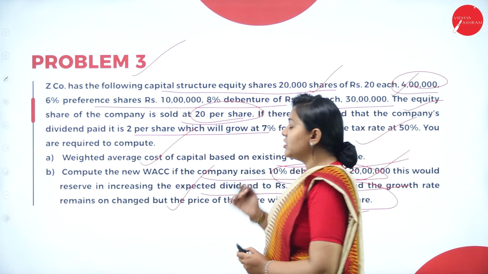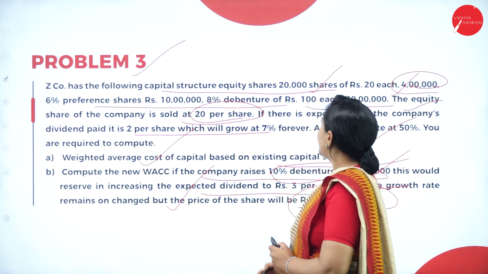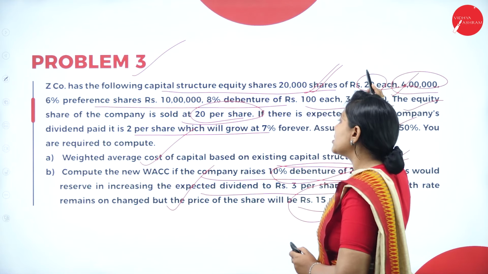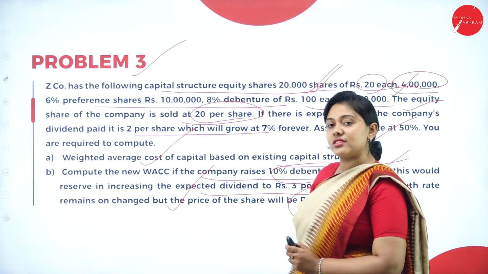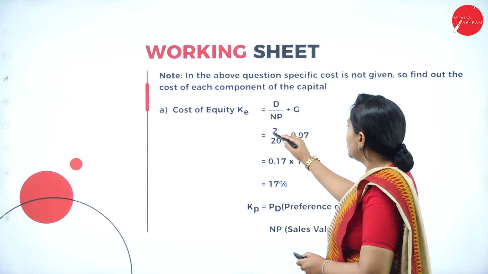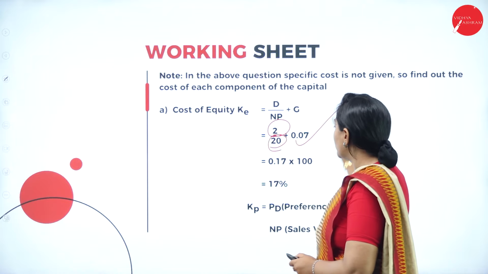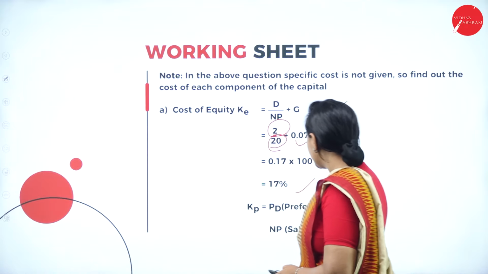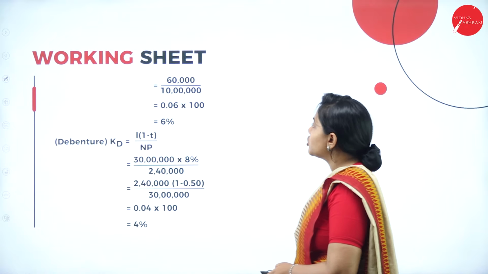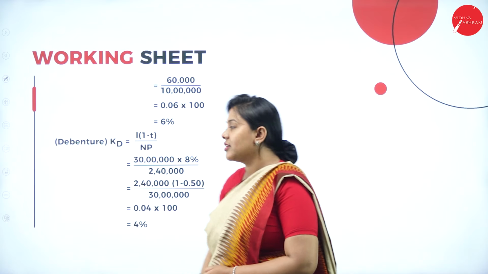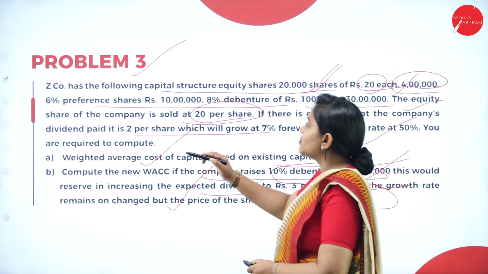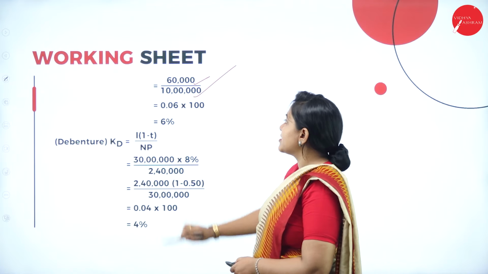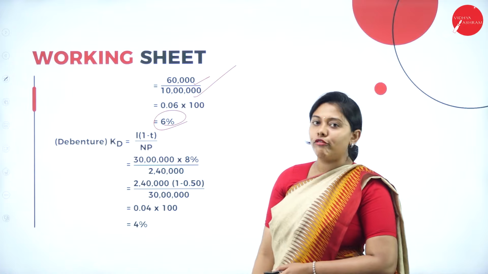Now let us take up the equity shares first. Equity shares, 20,000 shares of rupees 20 each. What is the 20 each? 20 each is the net proceeds. Dividend 2 rupees, 20 each, growth rate if you take up, calculate, 17% answer you get. Next, preference shares: preferential dividend divided by net proceeds. What is the preferential dividend? 6% on 10 lakh, it is 60,000. Net proceeds is 10 lakh, 6% is the cost of preference.